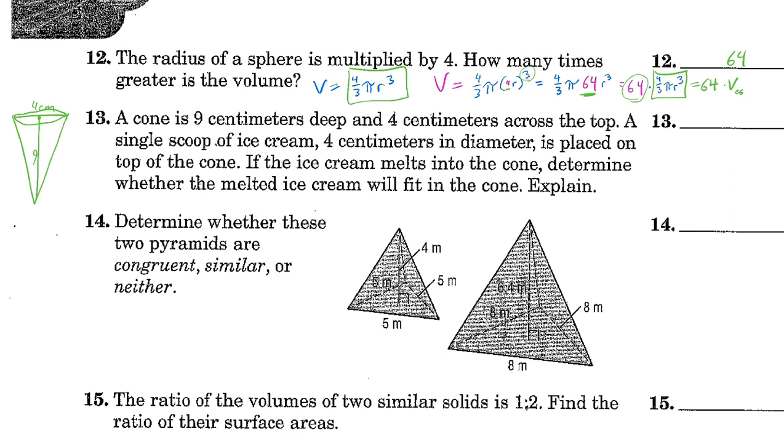A single scoop of ice cream, 4 centimeters in diameter. I had to reread that sentence. There was a comma there. I missed that comma. A single scoop of ice cream, 4 centimeters in diameter, is placed on top of the cone. So I'm guessing on top means half inside, half outside. If the ice cream melts into the cone, determine whether the melted ice cream will fit in the cone.